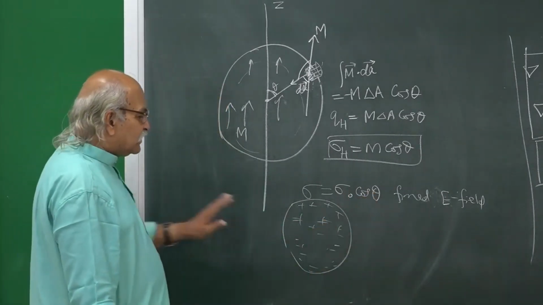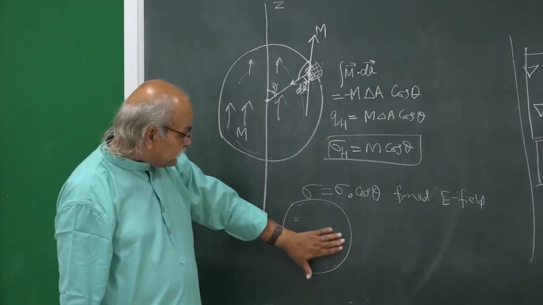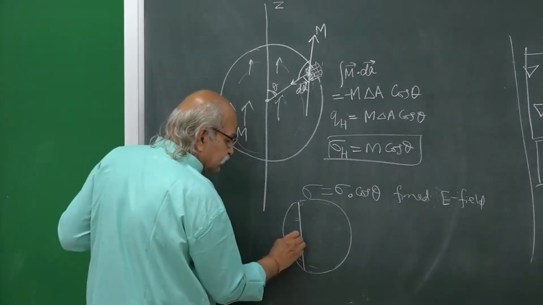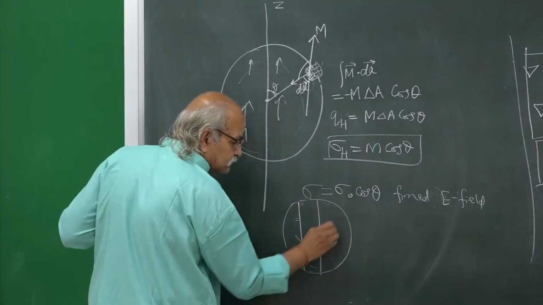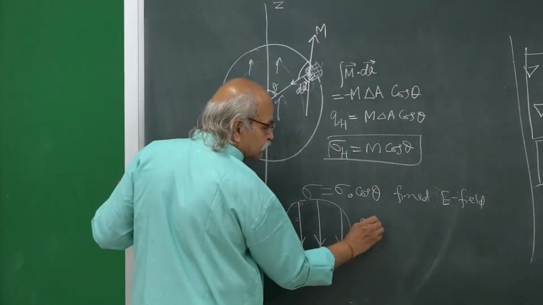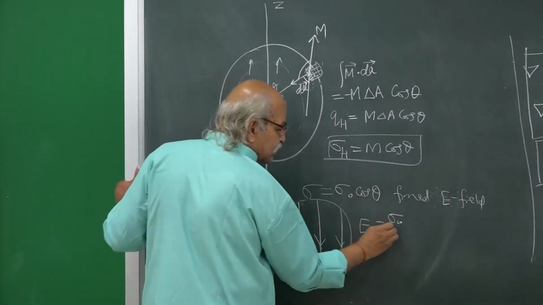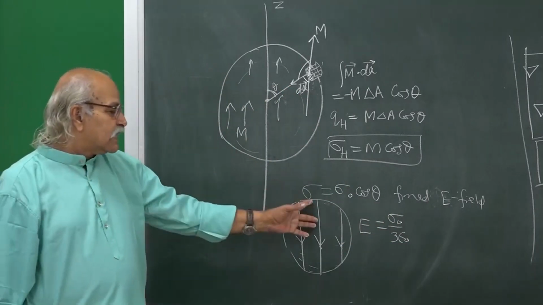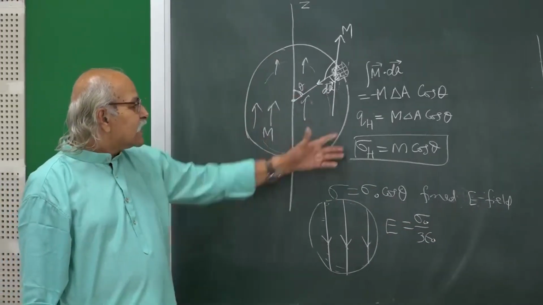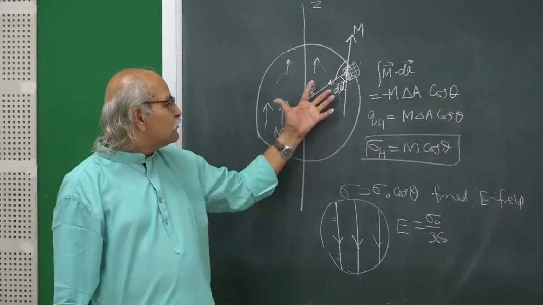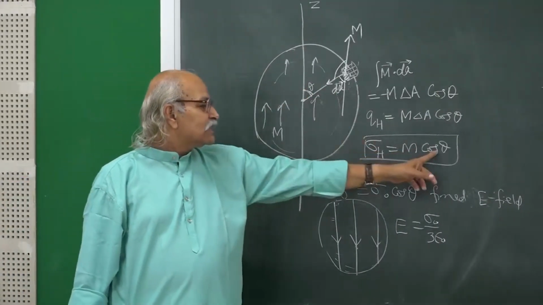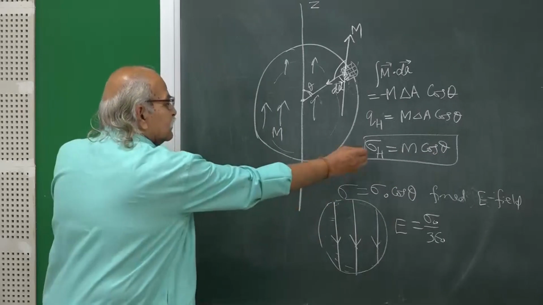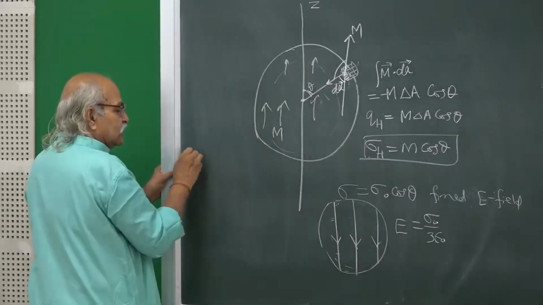For this kind of charge distribution on the surface, remember it is on the surface, the electric field turns out to be in the opposite direction and uniform. E is minus sigma naught divided by 3 epsilon naught. We know this from electrostatics, and our situation is exactly the same. The H charge density is on the surface of a sphere, and it is m cos theta, where m is constant, like sigma naught cos theta, and therefore we can directly write H inside.